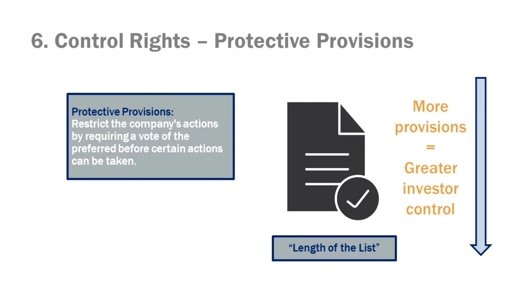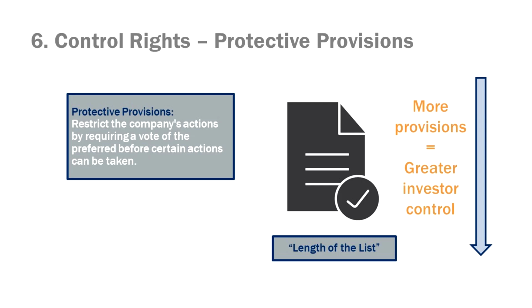Investors will also want some control over any action in which they risk a loss of control, such as the sale of certain assets, mergers, and other types of consolidations or major changes in ownership. Generally speaking, the greater the number of protective provisions listed in the term sheet, the so-called length of the list, the more influence investors have over the company.